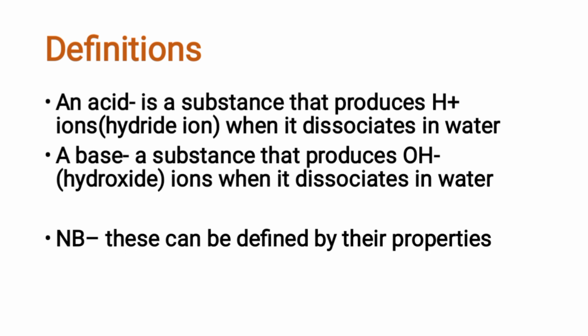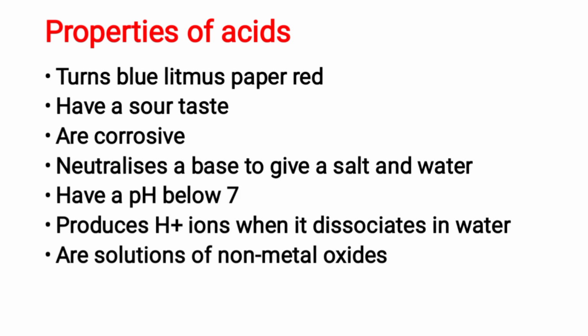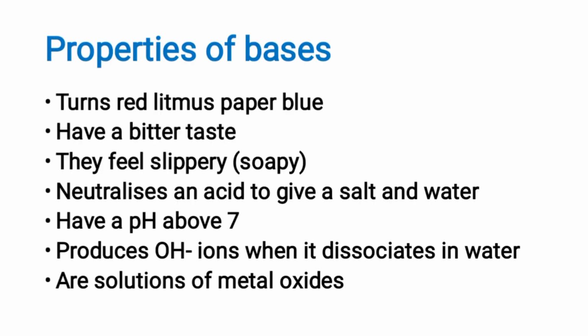All these can be defined by their properties. Both an acid or a base, you can define it based on their properties. Moving on to properties of an acid. An acid turns a blue litmus paper to red. They do have a sour taste. They are corrosive. They also neutralize a base to give a salt and water. They have a pH below 7. They also produce H plus ions, like we said in the first part of definitions. They are solutions of nonmetals. These are properties of an acid.